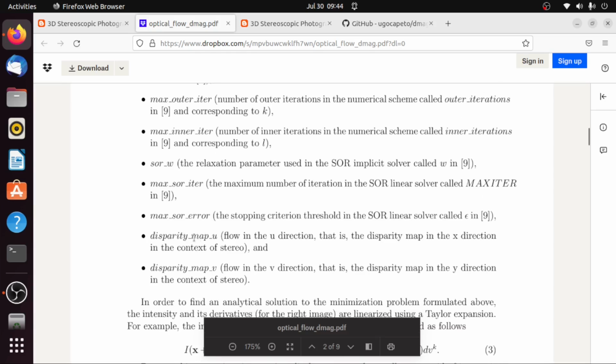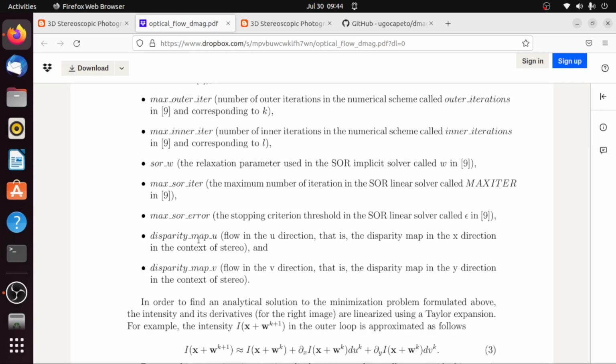Then this is going to be a disparity map in the U direction and the disparity map in the V direction. Of course, this one you don't care about if you do stereo matching. You only care about this one. And those are normalized.